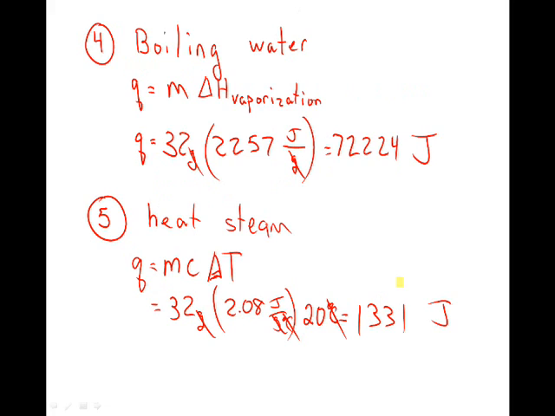For the fourth area of the graph, we are boiling the water, turning it all into vapor. So that's going to involve the enthalpy of vaporization. So the heat required to boil all that water, turn it into a vapor, is the mass times the enthalpy of vaporization, and that is 72,224 joules. Then, the heat required to change the temperature of the steam is the mass of the steam times the specific heat of steam, which we also looked up on the internet, times the change in temperature, and it went from 100 up to 120.